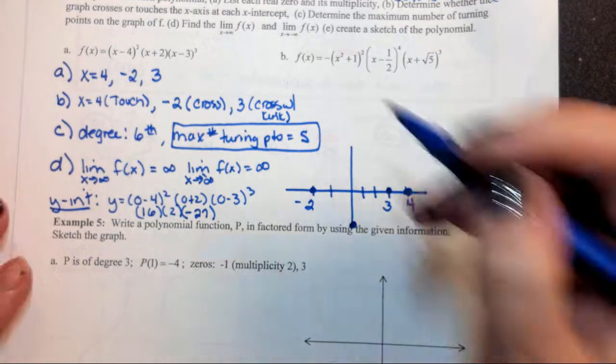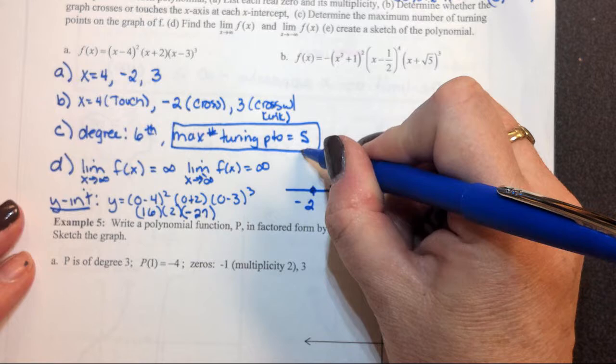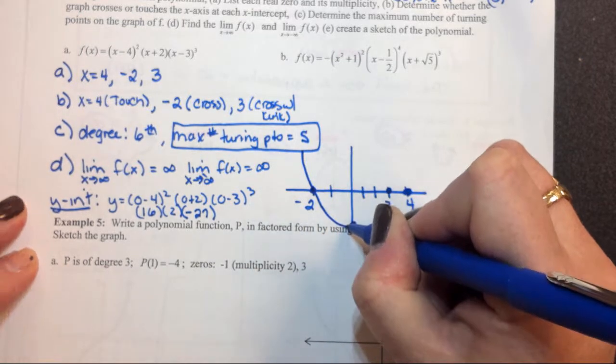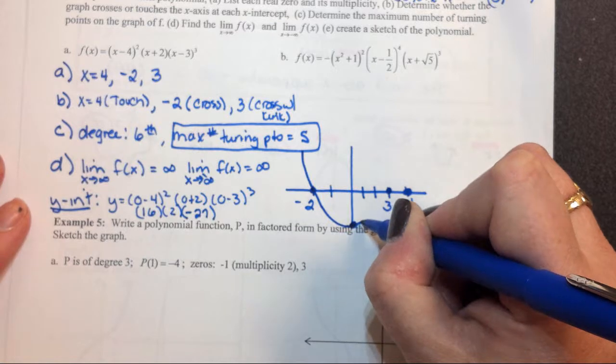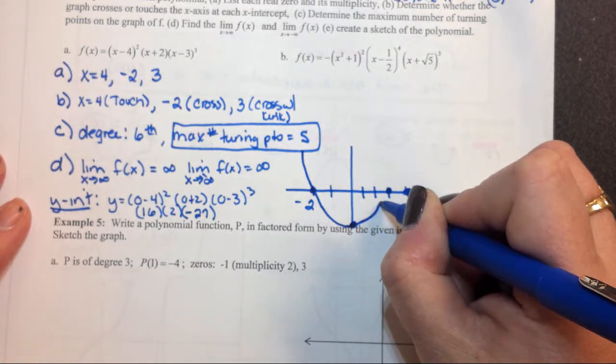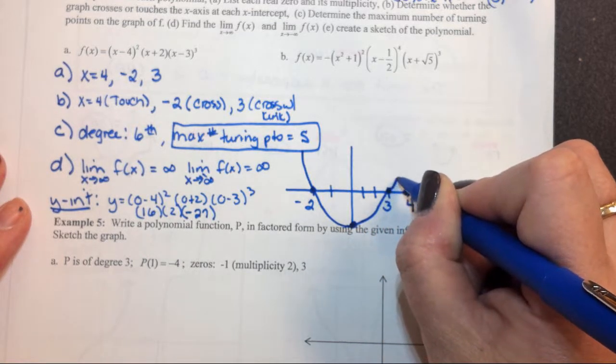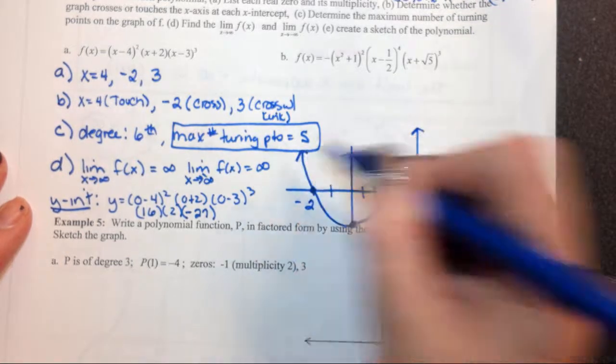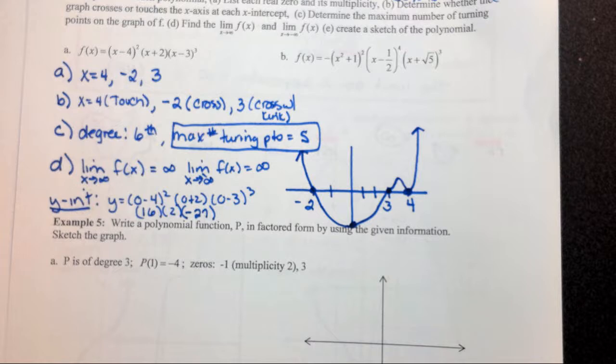Remember, both ends are facing up. We're going to go down. At 3, remember, it's going to cross with a kink. And then at 4, it's just going to touch. Don't get stressed if you don't show that kink very well. Some of them are a little bit harder to get than others.